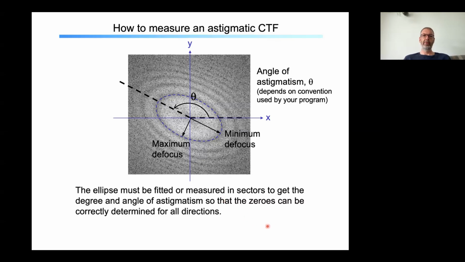And so, to measure that, you essentially have to assign the major and minor, or the minimum defocus axis and the maximum defocus axis. And most CTF estimation programs do this, and then you can fit this elliptical pattern, and then you can correct for that when you do your CTF correction.